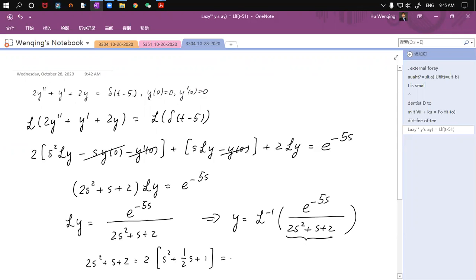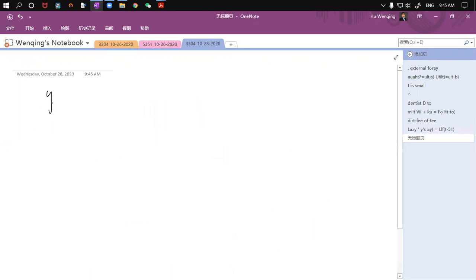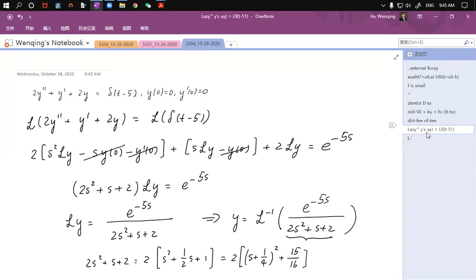And then you can realize that you have no choice but completing the square. So that means you're going to write it as (s + 1/4) squared, then plus 1/16, so 15/16, something like this. Is that good, family? Okay, so then you can easily see that y is the inverse Laplace transform of what you just obtained.